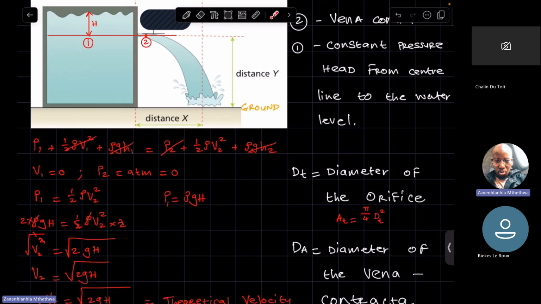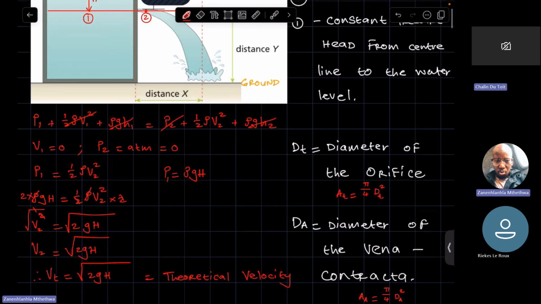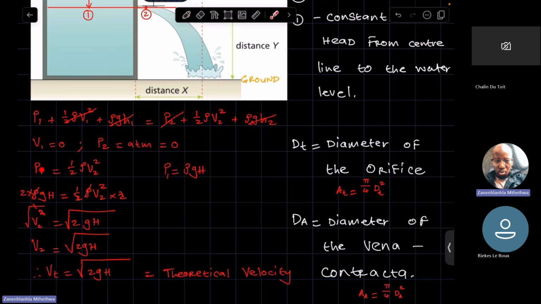Right, and as we've established, how we would calculate P1 is by using this rho GH. The H is the column of fluid above the point. So this H here. That is where this comes about. So from this step, you would then have rho GH is equal to half rho V2 squared. And then of course, the rho of water is the same, so mathematically, this and this is going to cancel.